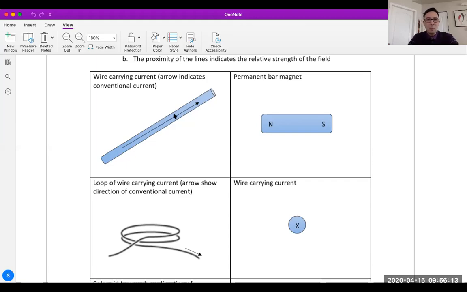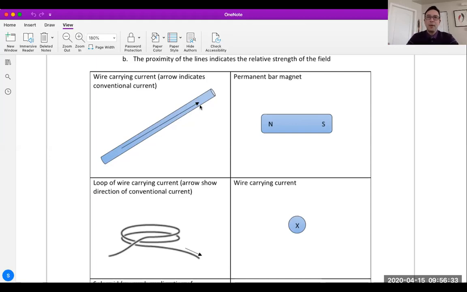Conventional current refers to the motion of positive particle flow. What that means in this wire is that positive particle flow is flowing upwards to the top right-hand corner of this wire. And that would mean real current, or electron flow, would be in the opposite direction, right? Positive particle flow is obviously opposite to negative electron particle motion.